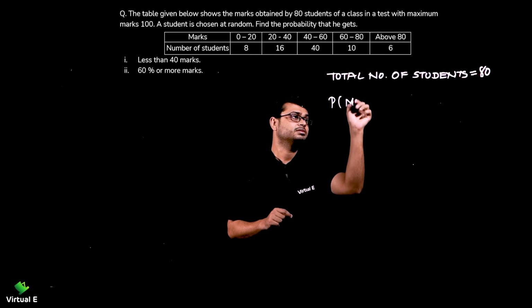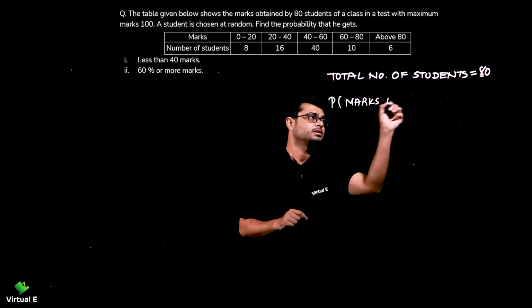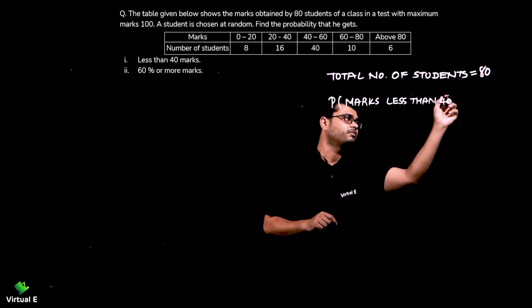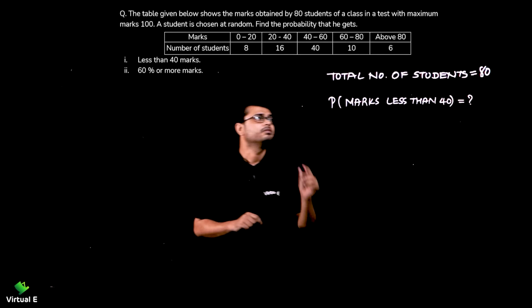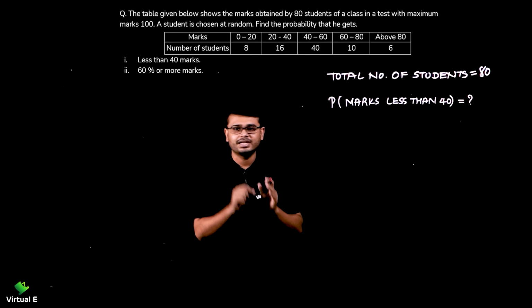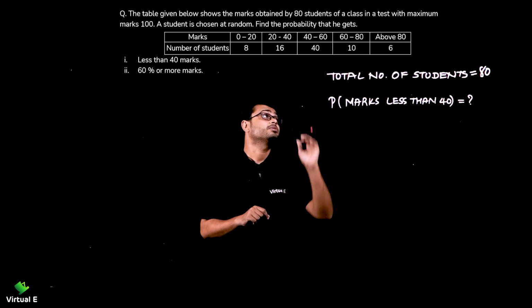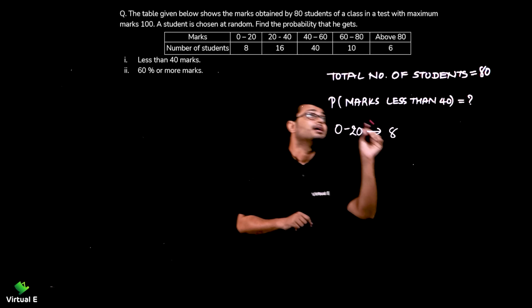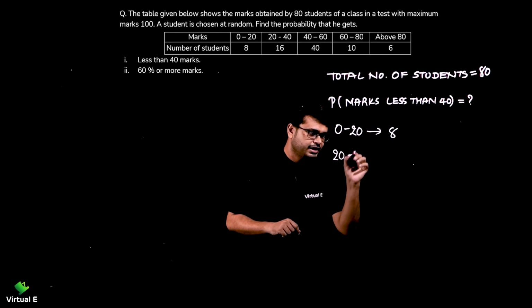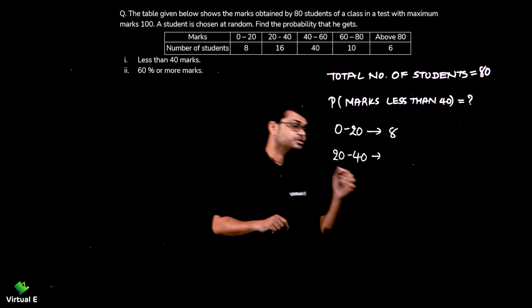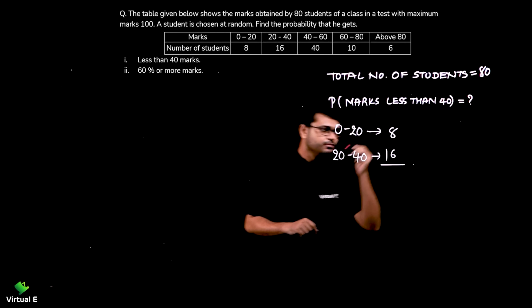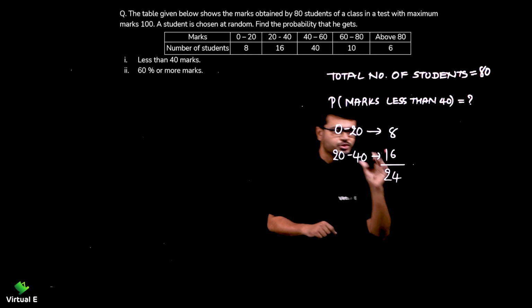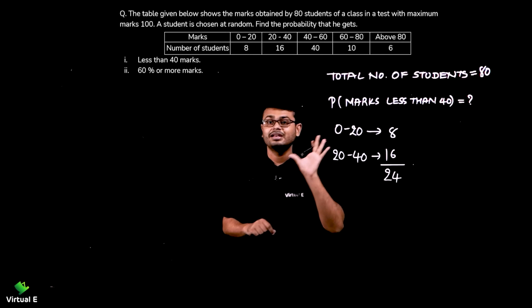Probability of marks less than 40 is equal to question mark. First of all, let's get how many students get less than 40 marks, right? So in this category, 0 to 20 will be considered, that is 8. Next, 20 to 40, how many students? 16. So if you add them up, you are going to get 24. So 24 students are getting marks less than 40.